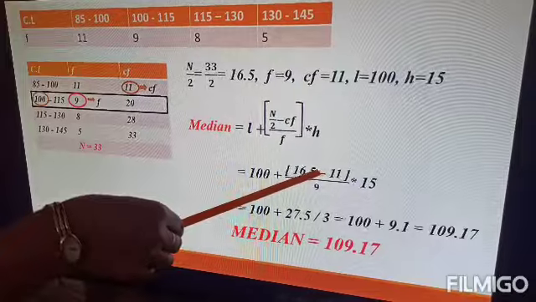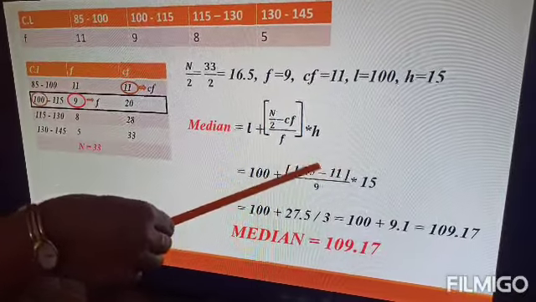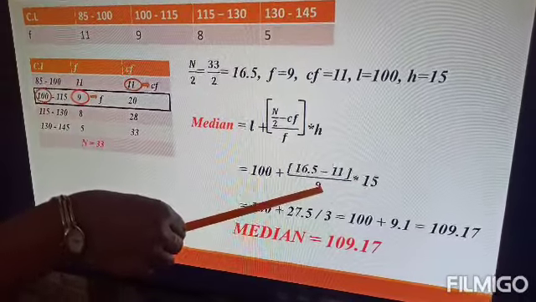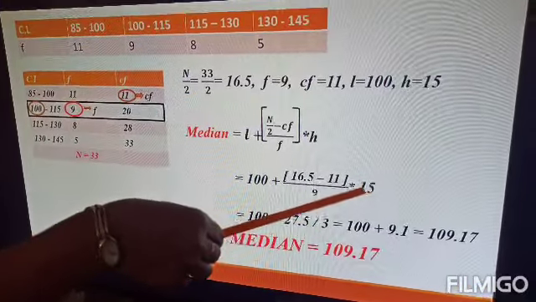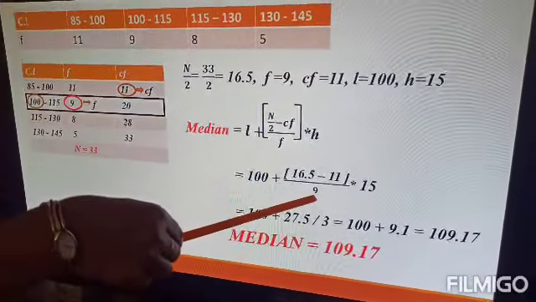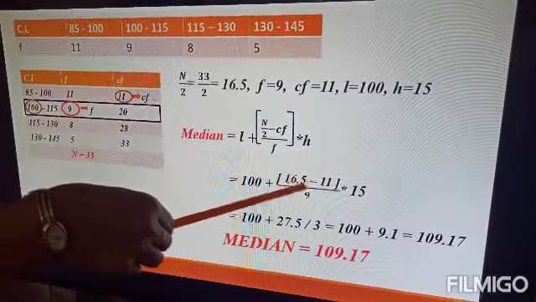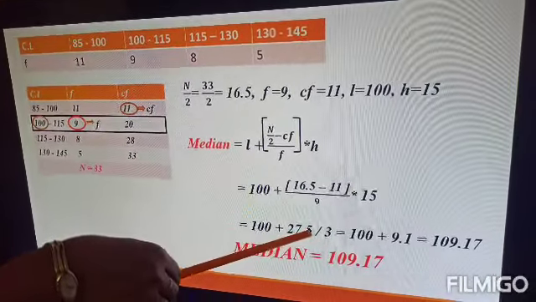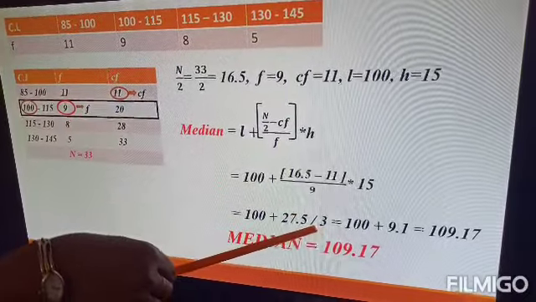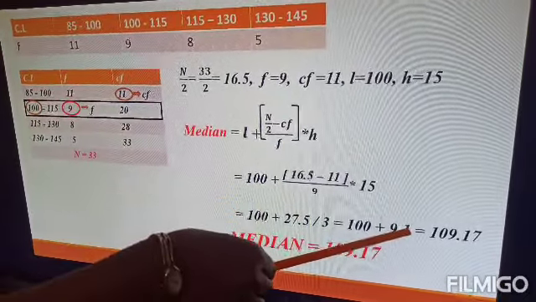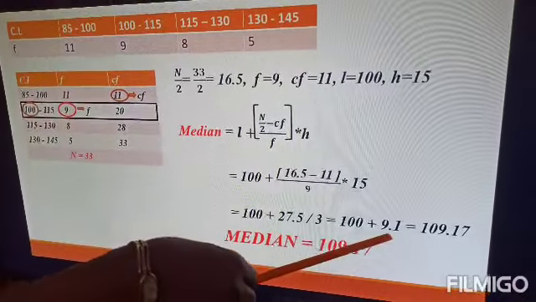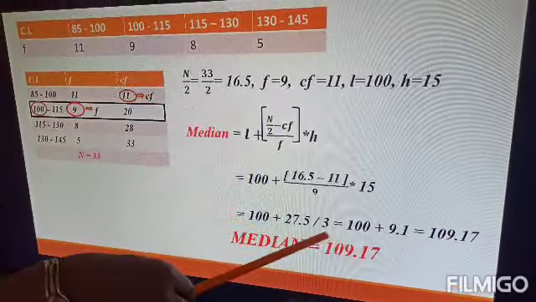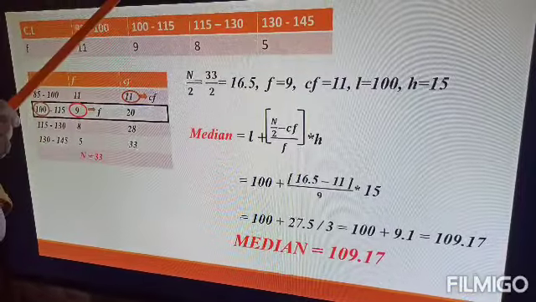Now subtract these two: 16.5 minus 11 is 5.5. Then we can simplify these two: 3 threes are 9, 3 fives are 15. Then we get 5 in the numerator and 3 in the denominator; 5.5 into 5 will get 27.5, in the denominator 3 as it is. By simplifying this we get 9.17. Then 100 plus 9.17 will get 109.17. This is the median of this distribution.